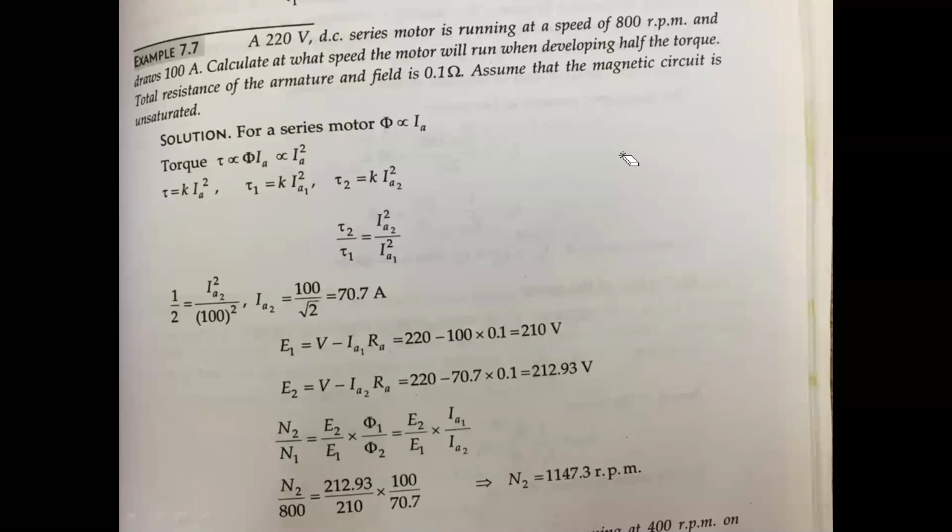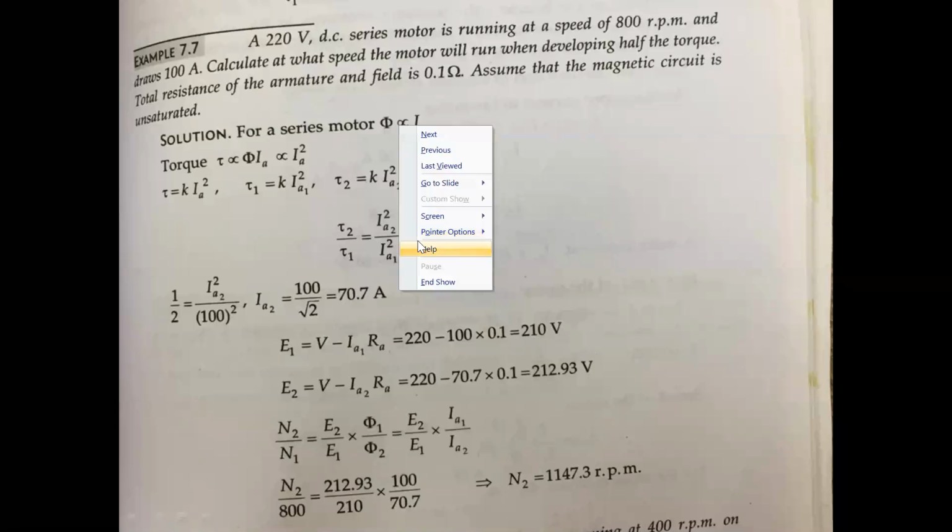Next one, series motor. A 220 volts DC series motor is running at a speed of 800 rpm and draws 100 amperes. Calculate at what speed the motor will run when developing half the torque. Total resistance of the armature and field is 0.1. Total resistance means armature resistance and the field resistance.